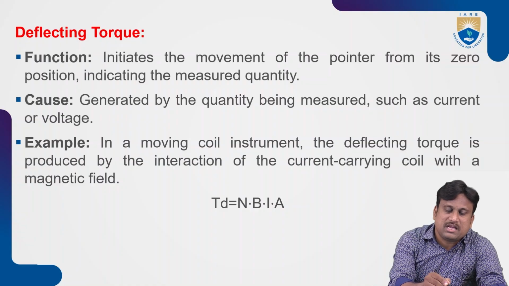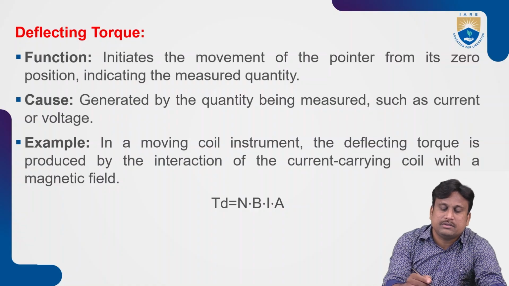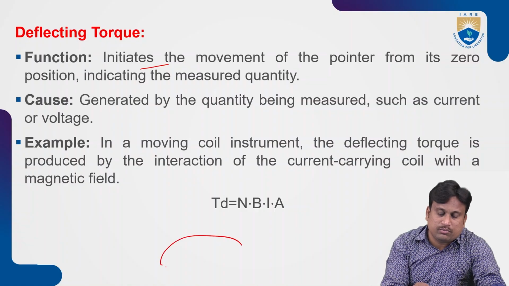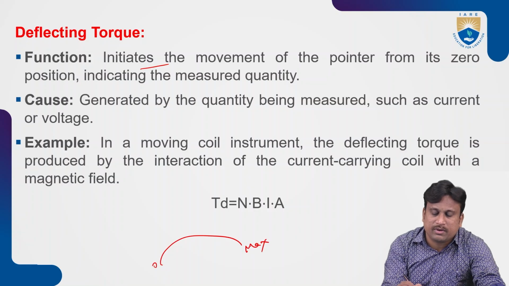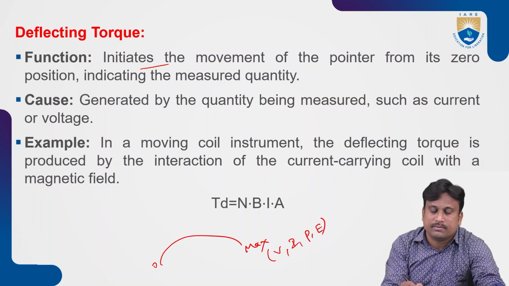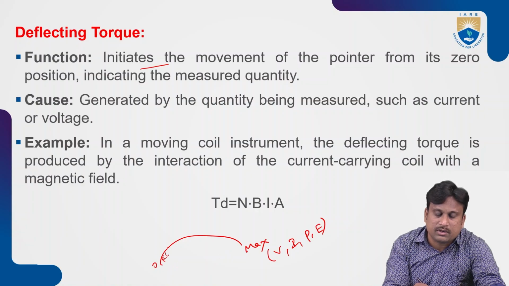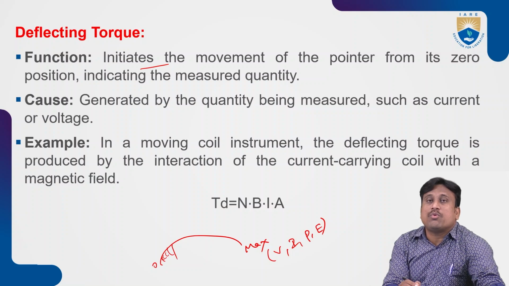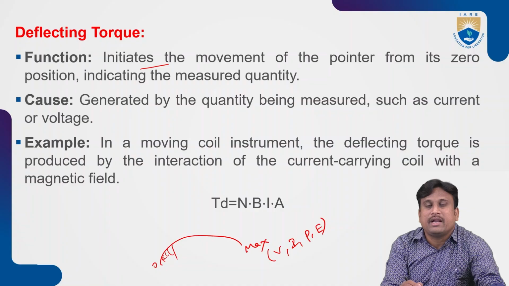The functionality of the deflecting torque is to initiate the movement of the pointer. Usually the pointer moves from the zero value to the max value. The value may be voltage, current, power or energy, whatever it may be. It initiates the movement of the pointer from the zero position and indicates the measured quantity. The cause is generated by the quantity being measured, such as current or voltage.